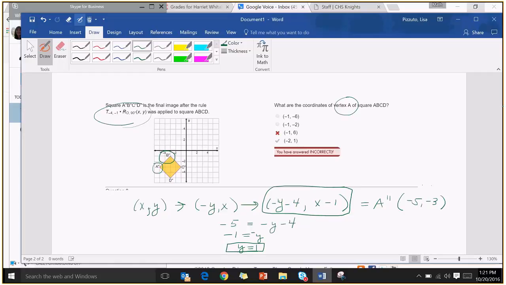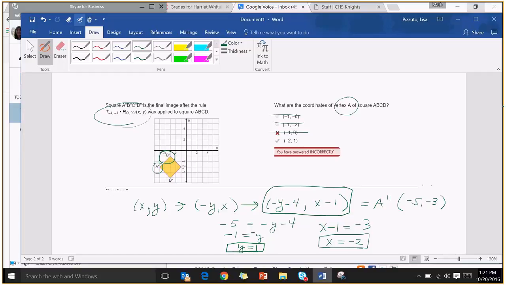Now at that point, you could just eliminate all the other choices. Or if you were more comfortable, you could set the other equation, x minus 1, equal to negative 3, and you'll notice you get x equals negative 2.